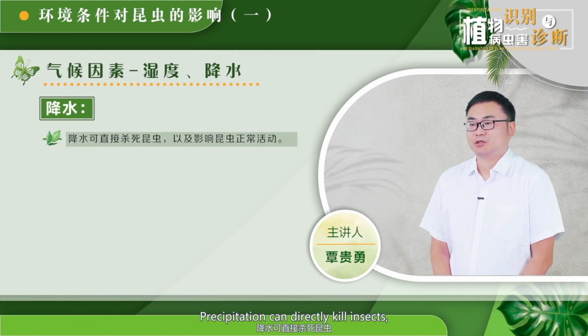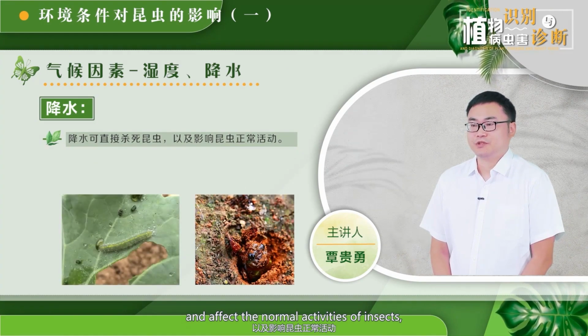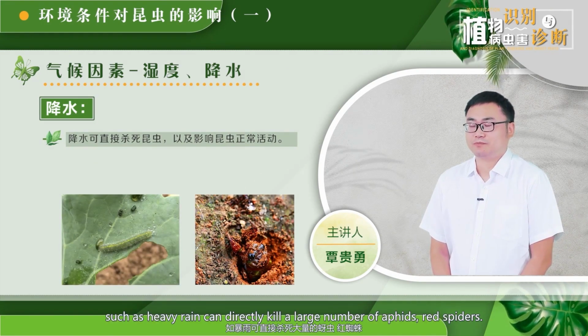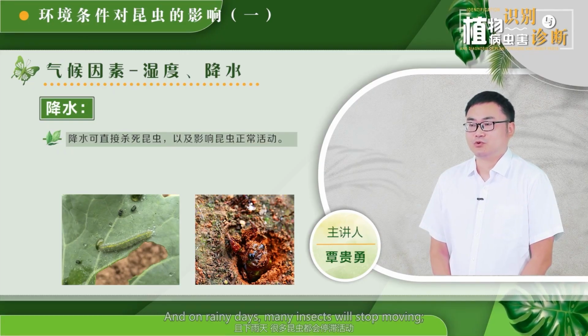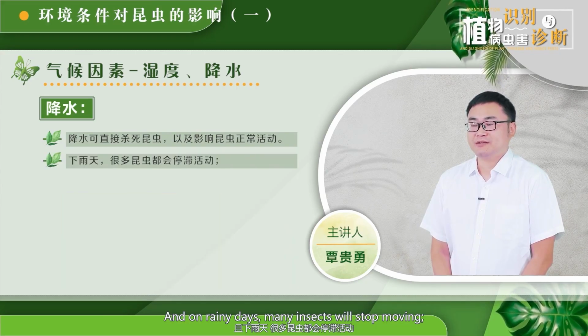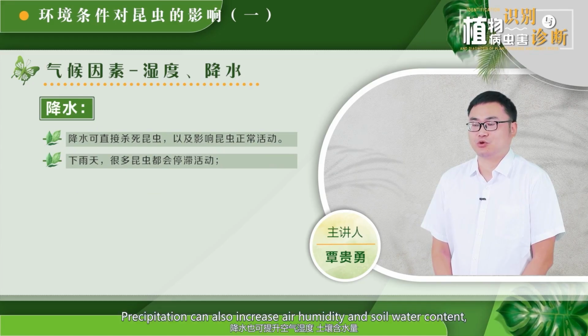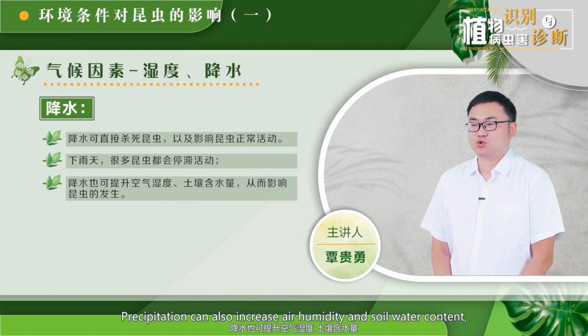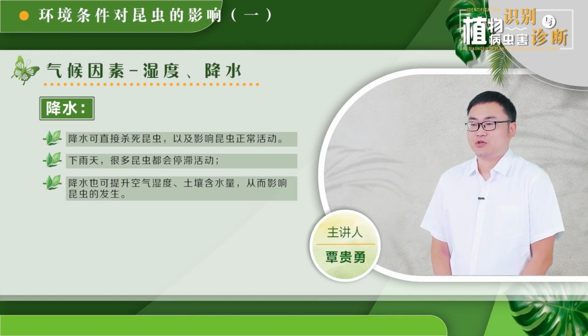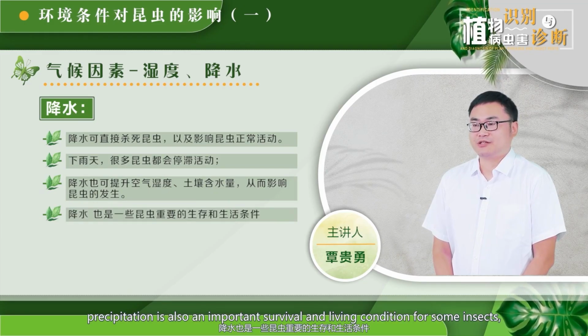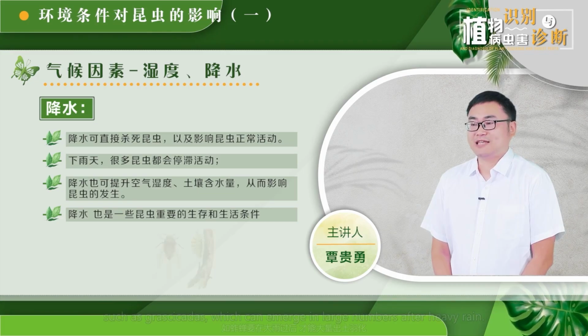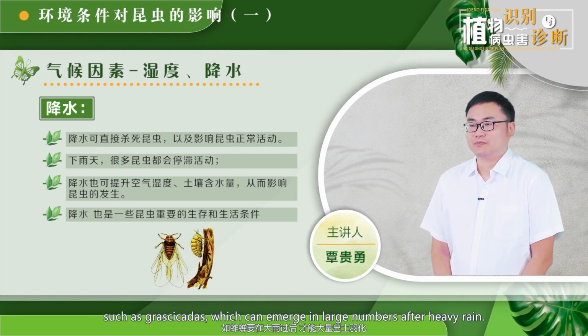Precipitation can directly kill insects and affect the normal activities of insects, such as heavy rain can directly kill a large number of aphids, red spiders. And on rainy days, many insects will stop moving. Precipitation can also increase air humidity and soil water content, thus affecting the occurrence of insects. In addition, precipitation is also an important survival and living condition for some insects, such as grass cicadas, which can emerge in large numbers after heavy rain.